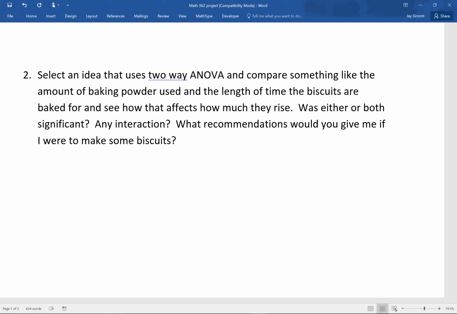Okay, and see how effectively they rise. Was either factor significant? Was there any interaction? What recommendations would you give me if I were to bake some biscuits? Something like that. It doesn't have to be that exact one, but something like that that you can control. And by the way, control pretty well. Yes? Is that good? You raise your hand? Yeah. Anyway, something like that. But I want an objective measurement. I don't want, well, this is the best biscuit right here. I'd like it to be objective.